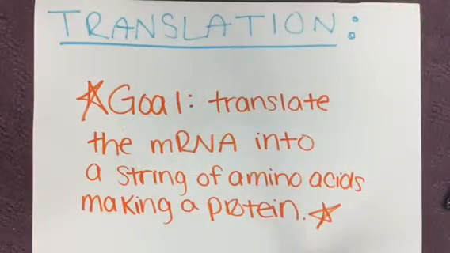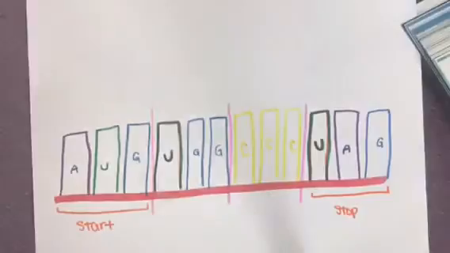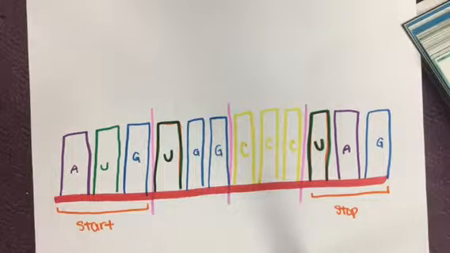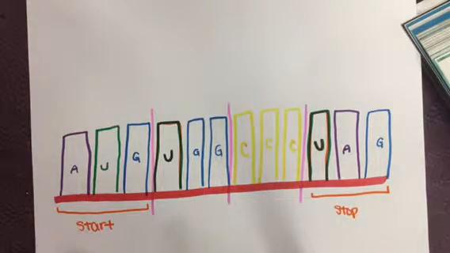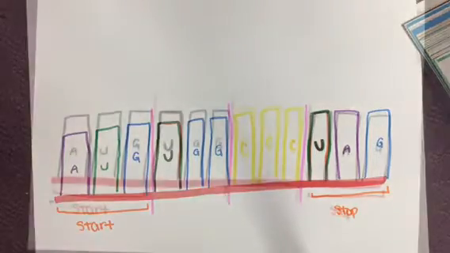The goal of translation is to translate the mRNA strand into a string of amino acids, making a protein or a polypeptide. In order to begin translating my mRNA strand into a protein, I first need to recognize the start of a gene. The start of a gene is recognized by the start codon, AUG, also called methionine.